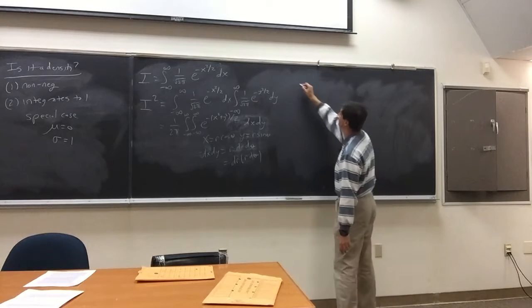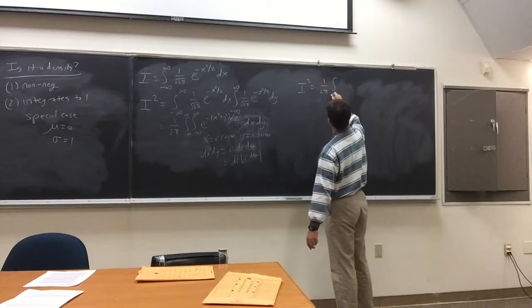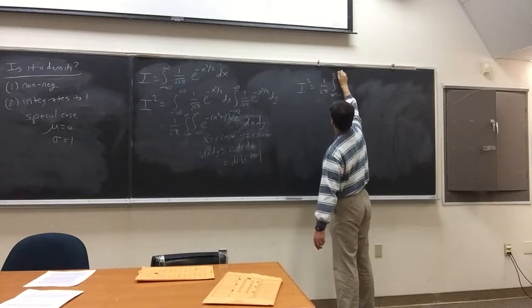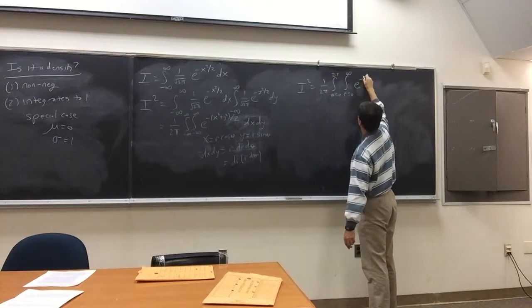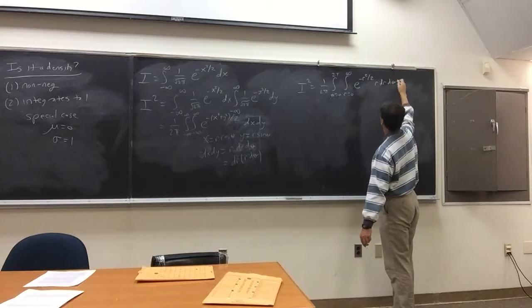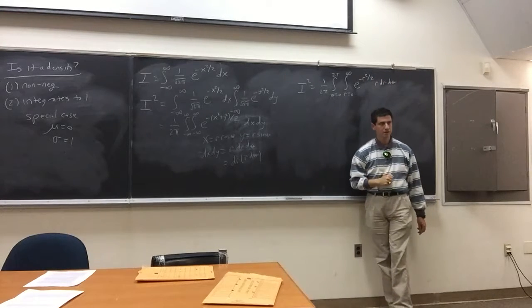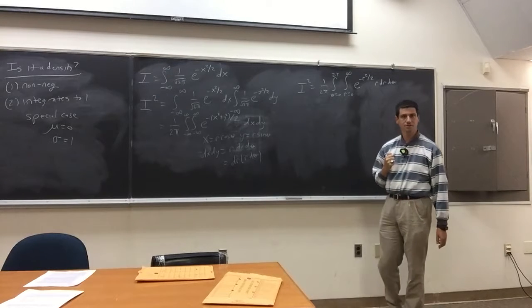All right, so now we get that I squared is 1 over 2 pi, the integral theta goes from 0 to 2 pi, the integral r goes from 0 to infinity, e to the negative r squared over 2, r dr d theta. The theta integral is very easy. What does the theta integral give us?